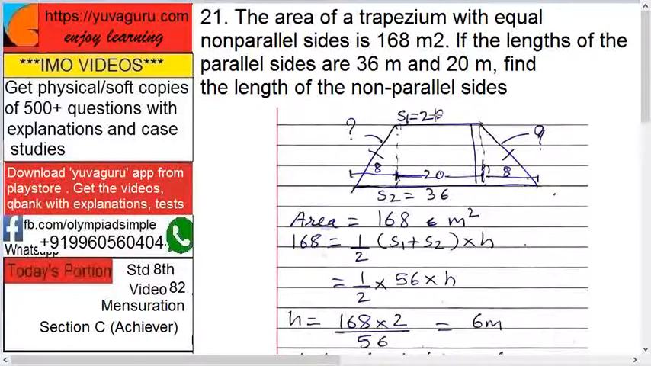Okay, so here, equal non-parallel sides means these two sides are equal. Trapezium means what? Two lines are parallel and two lines are not parallel. If it's a regular trapezium, then both the sides are equal. So what is given? Both the sides are equal. So these two sides are equal. Okay. Now what is the area?